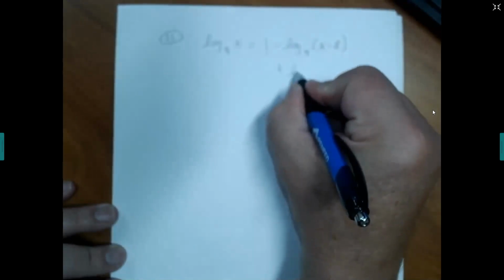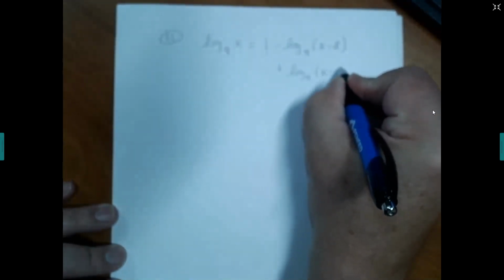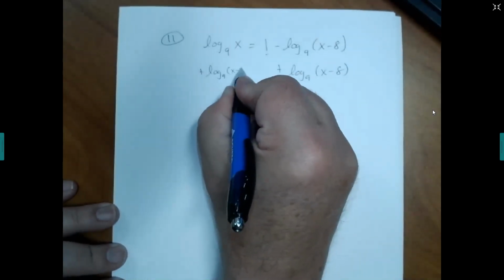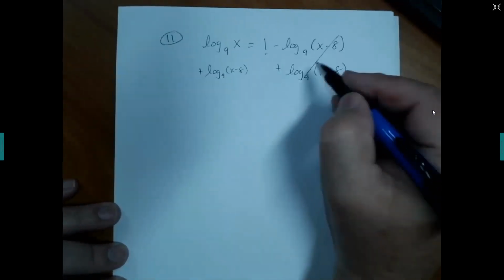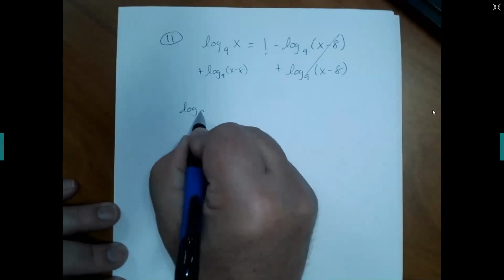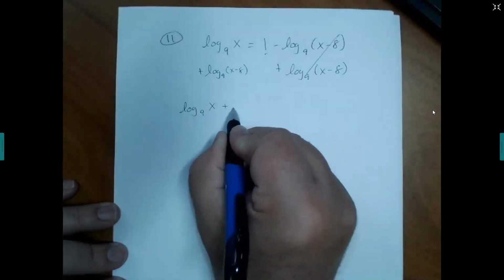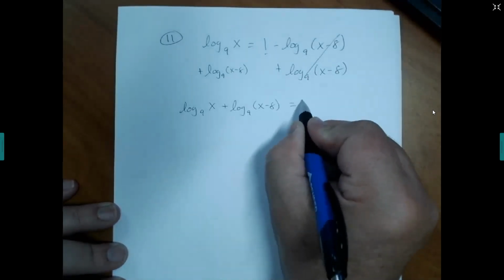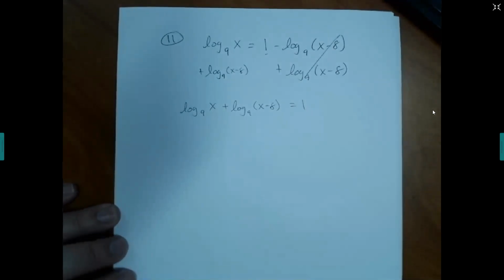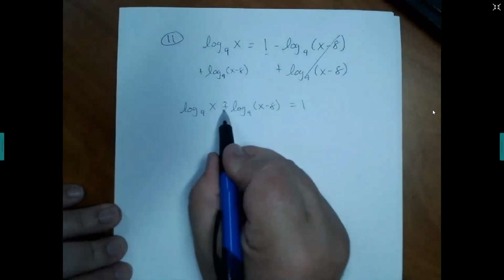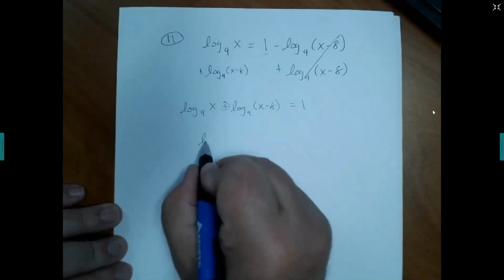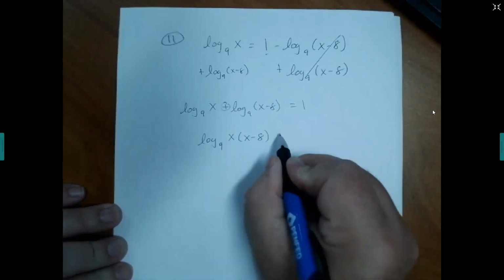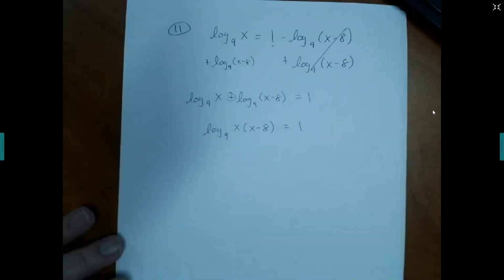So we add log base 9 of x minus 8. Log base 9 of x plus log base 9 of x minus 8 equals 1. Because it's added, we multiply them. Log base 9 of x times x minus 8 equals 1.